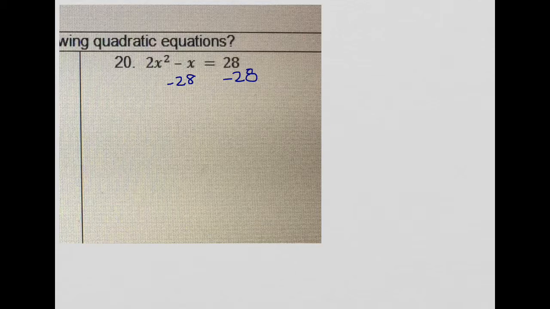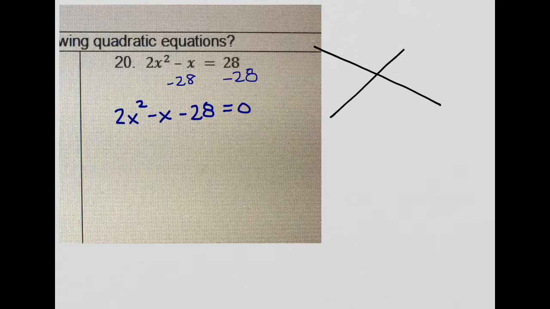So when I rewrite this equation, I'm going to have that 2x squared minus x minus 28 is equal to 0. In order to solve this equation, I'm going to need to put it in its factored form. So I'm going to start with my asterisks over here. 2 times 28 is 56. So I'm going to have a negative 56, because that's a 2 times a negative 28. Negative 1 here, and then 2x and 2x.